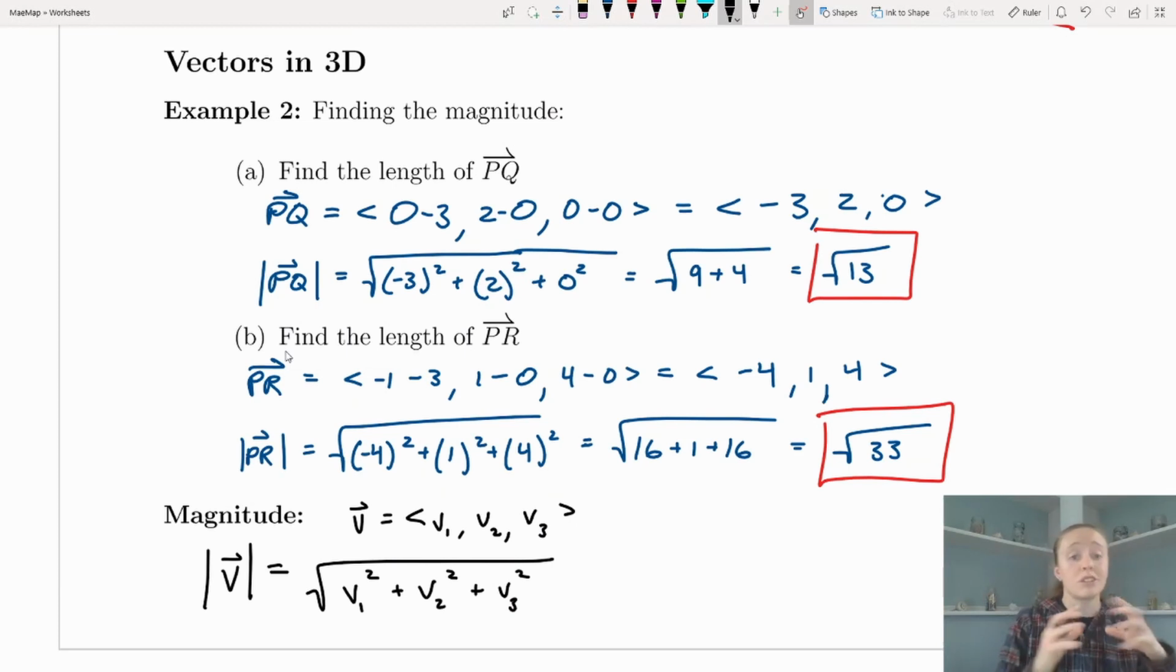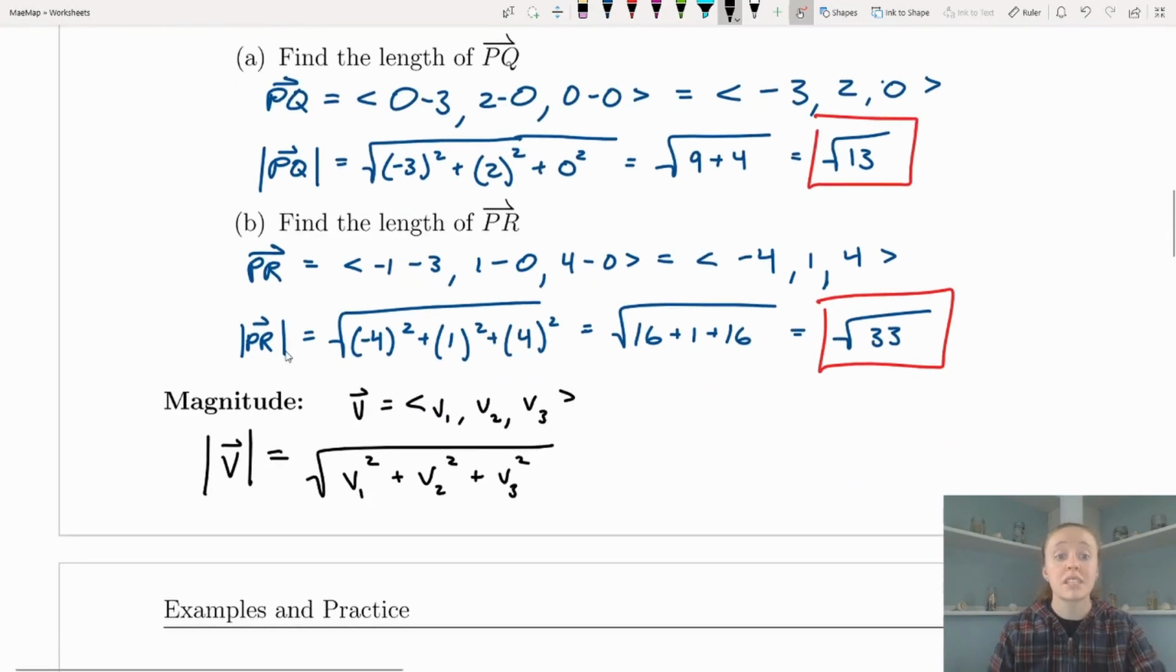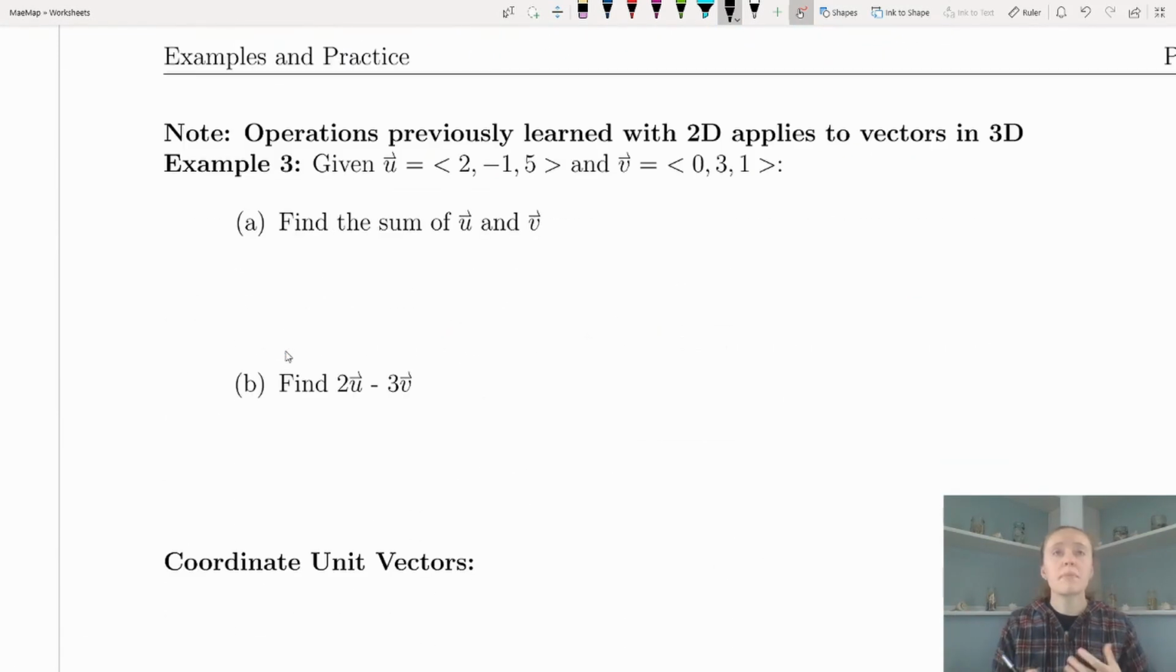We did that with 2 dimensions, and that concept can be expanded upon in 3 dimensions, because finding the distance between that head and tail is the same as finding the length or magnitude of our vector. So operations previously learned with 2-dimensional vectors also apply to vectors in 3 dimensions.